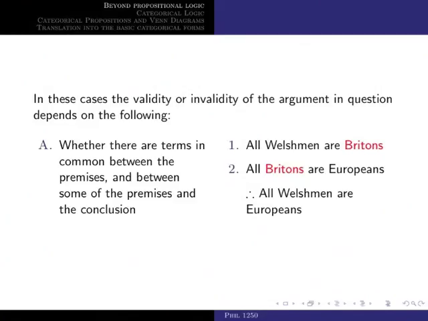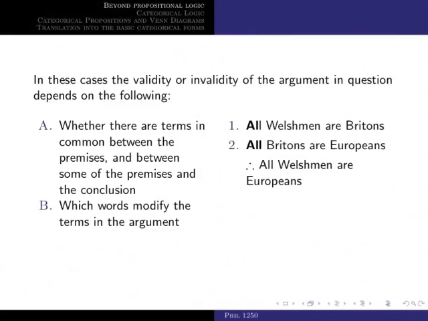Okay, on what does the validity of this argument depend? Well, the first factor is whether there are terms in common between the premises, right? And between some of the premises and the conclusion. In this case, between premise 1 and 2, you have a common term, which is Britons. Moreover, the term Welshmen appears in the conclusion and also in one of the premises, particularly the first one. Finally, Europeans appears in the second premise and in the conclusion.